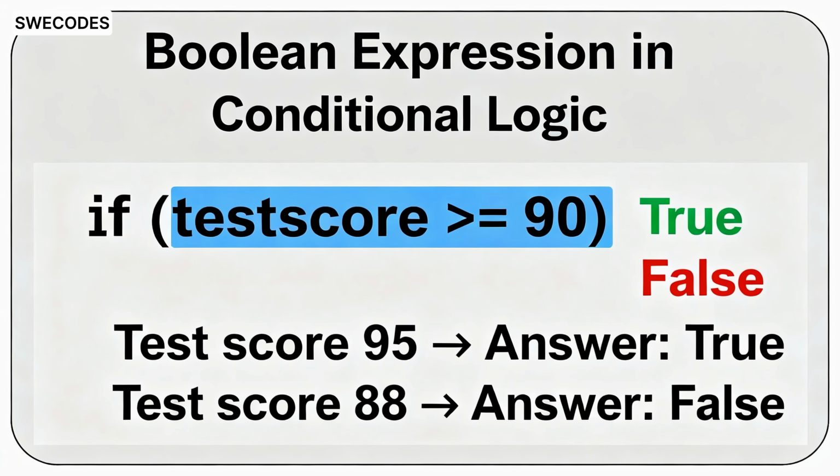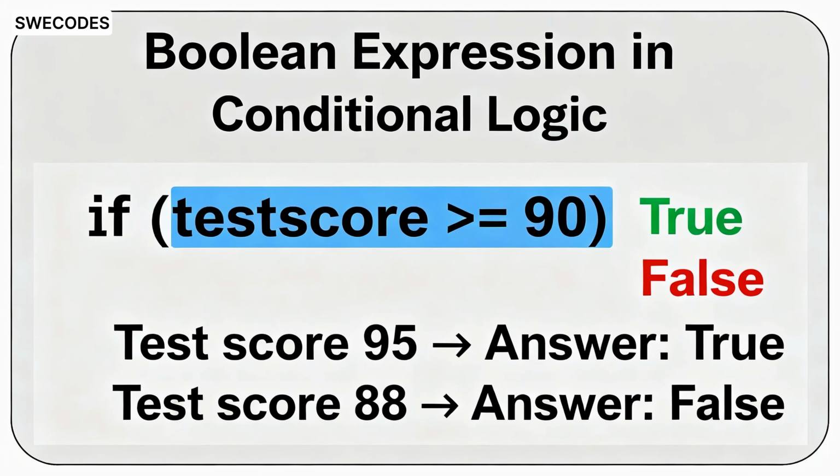Step 2, the condition, the Boolean expression. Second, the condition. This is always inside parentheses. This is the heart of the decision. Think of testScore >= 90 as a simple question that can only have one of 2 answers, true or false. The program looks at the value stored in the test score variable and asks, is this value greater than or equal to 90? If the score is 95, the answer is true. If the score is 88, the answer is false. This true/false test is called a Boolean expression, and it's the single most important concept in conditional logic.